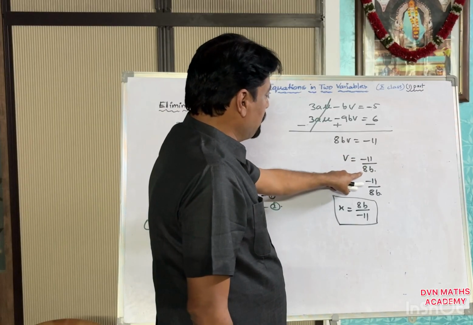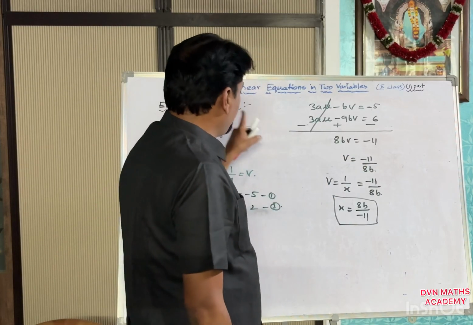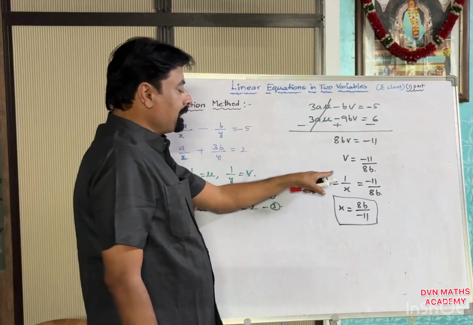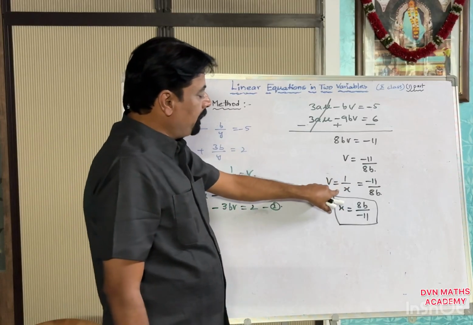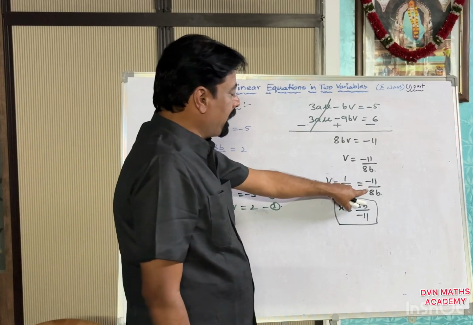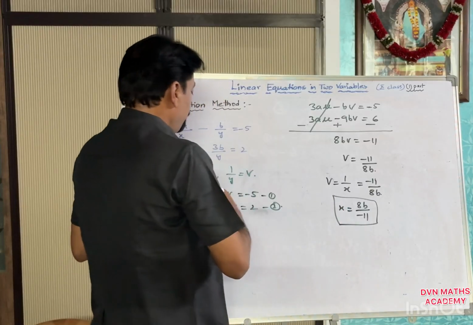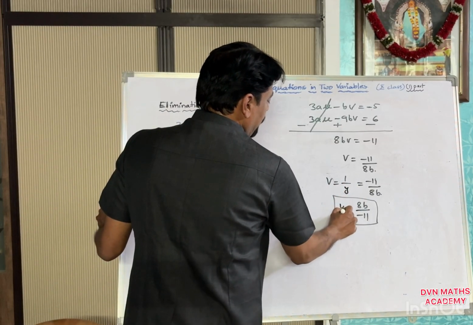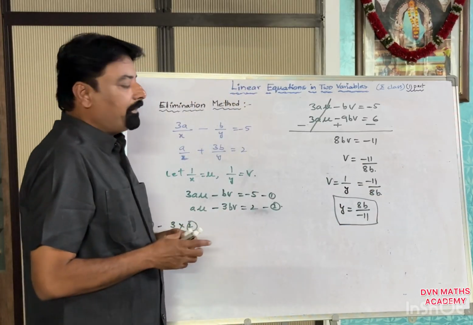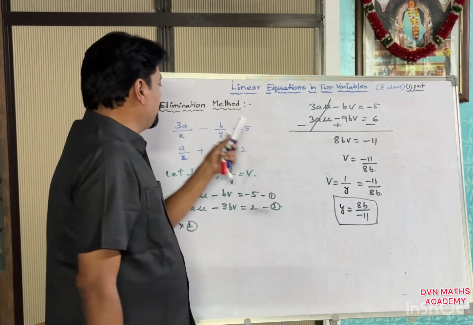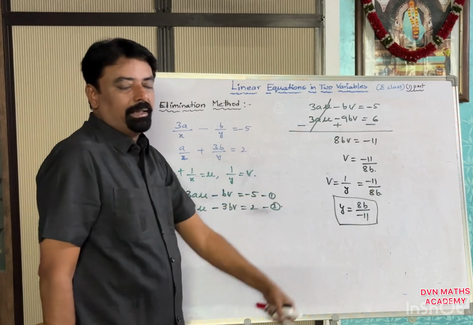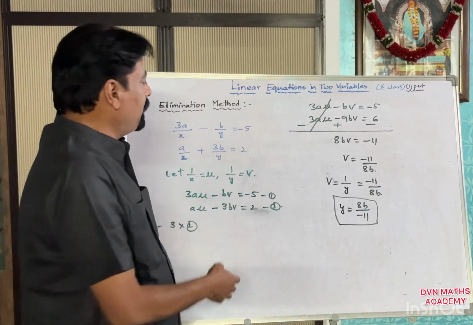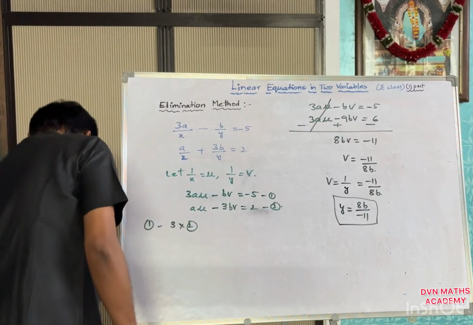Then v is equal to this value, but he is not asking for the value of v, he is asking for x and y. So v is 1 by y, this is the 1 by y value. Then I got the y value. Afterwards, if you put this value in equation 1 or 2, you will get the value of x. So this is the method to solve this type of question.